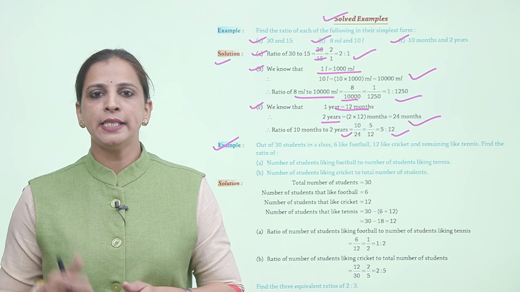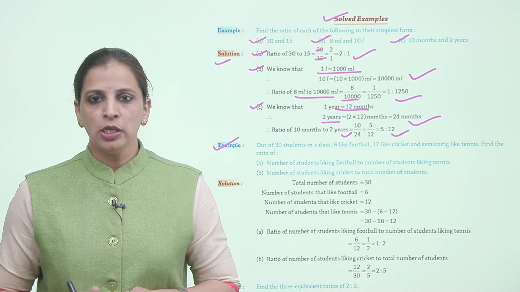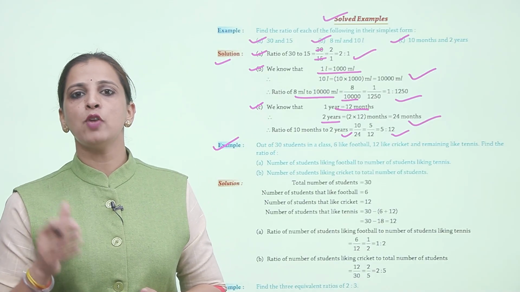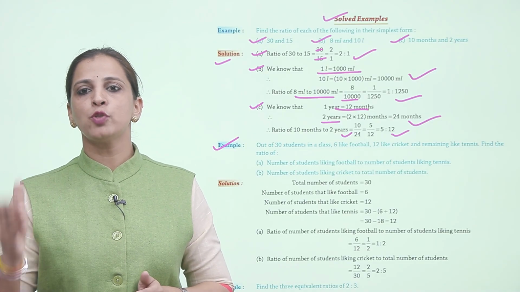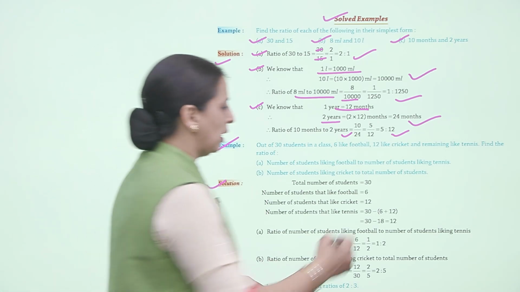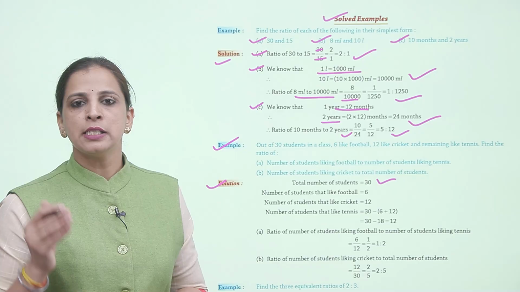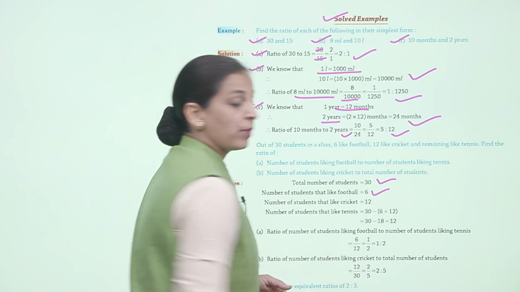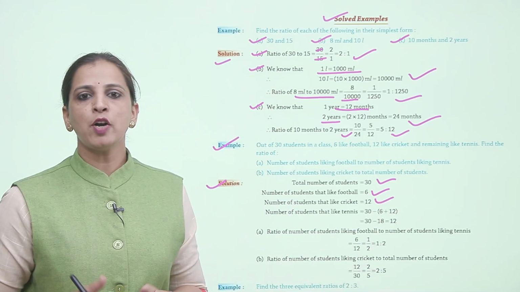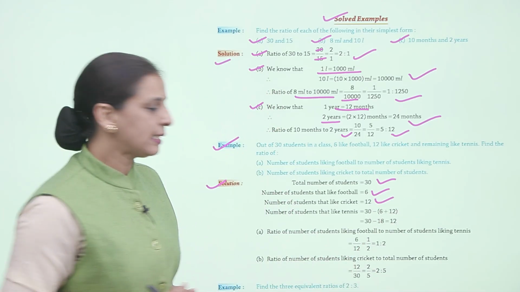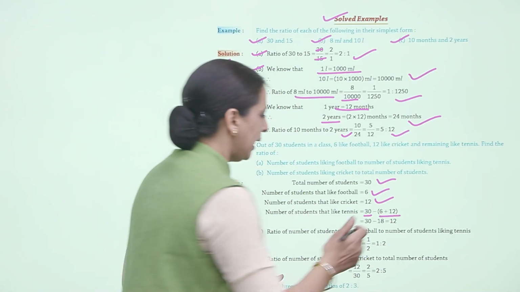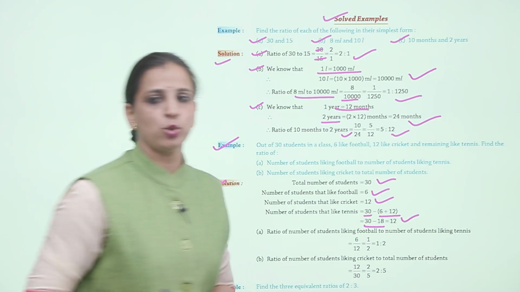Out of 30 students in a class, 6 like football, 12 like cricket and remaining like tennis. Find the ratio of number of students liking football to the number of students liking tennis. Solution करते हैं. Total number of students कितने हैं हमारे पास? 30. Number of students that like football is 6. Number of students that like cricket is 12. Number of students that like tennis. टेनिस कितने हैं? टोटल स्टूडेंट में से फुटबॉल और क्रिकेट वाले स्टूडेंट्स को माइनस कर दो, that is 18. 30 minus 18 is equal to 12.